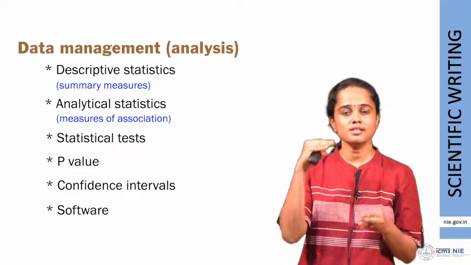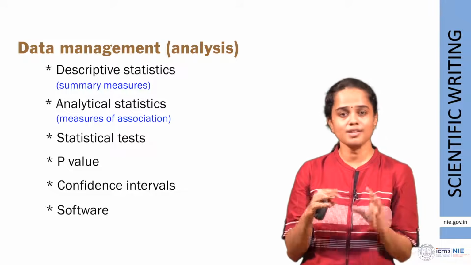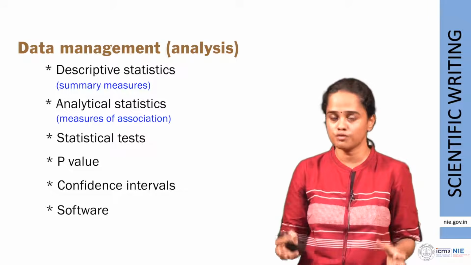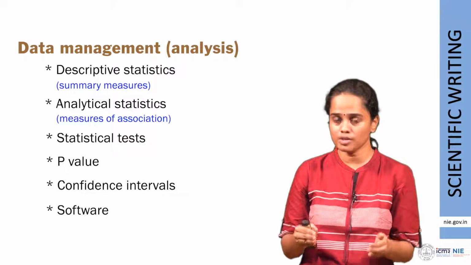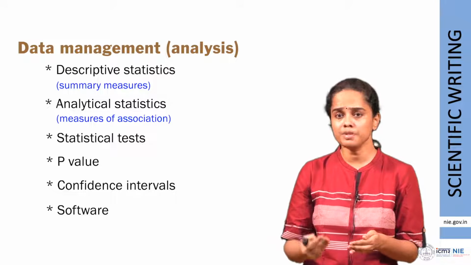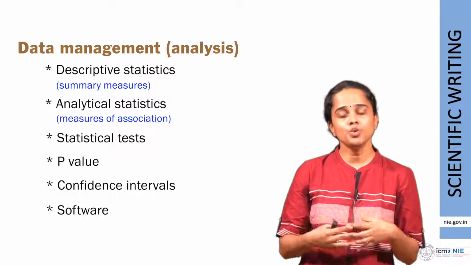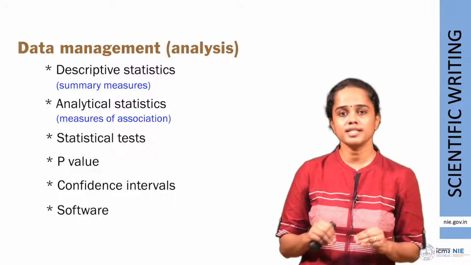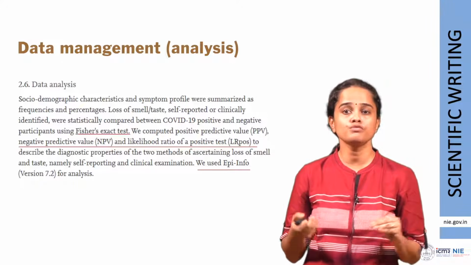Please report the summary measures or the descriptive statistics. Then you report the measures of association, the analytical statistics, maybe your relative risk, maybe your odds ratio, whatever is that measure of association that you calculated. Then you report the statistical tests that you employed in your study to compare the different groups in your study. You could be reporting p-values, or you could be reporting confidence intervals. Please state them explicitly. You also mention the software that you used for data entry and for data analysis. So here we say we used EpiInfo version 7.2 for analysis.